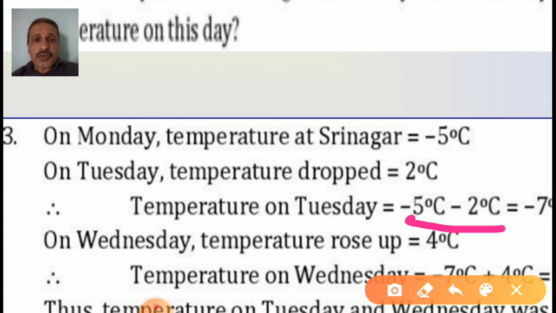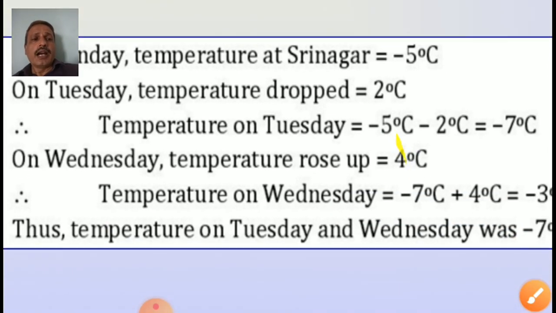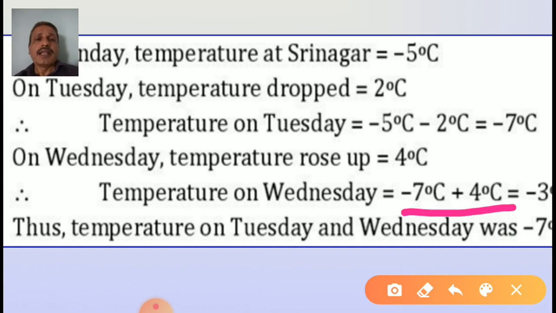Here the question clearly says that after Tuesday, on Wednesday, the temperature rose by 4 degrees centigrade. So that's why we have to add +4 degrees to -7 degrees centigrade. One number is plus and one number is minus, so we can take it as subtraction. 4 minus 7. No, but for our calculation we can take 7 minus 4. That means 3. Now about the sign, put the sign of the number which is greater.